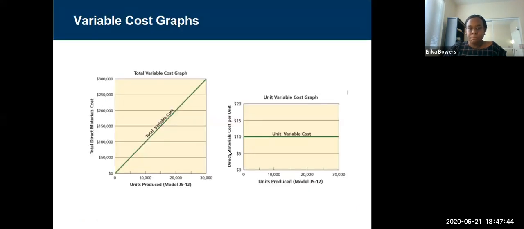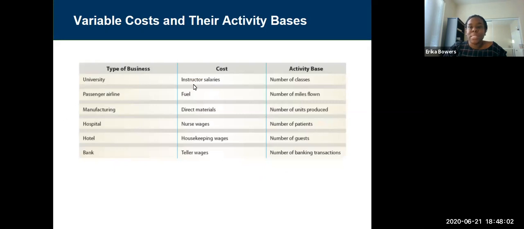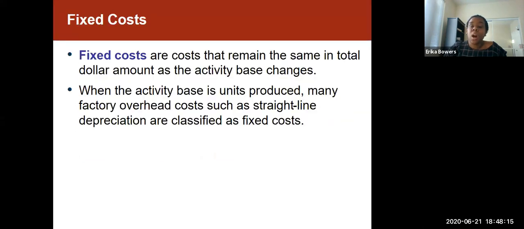And so this is what a variable costing graph looks like. The more units, the more your total cost will be, but the rate stays the same and it's flat. We're looking at what the total cost will do. These are some examples of variable costs for universities and airlines, and their activity base. What drives their costs? Fixed costs are costs that remain the same no matter how your activity base changes.